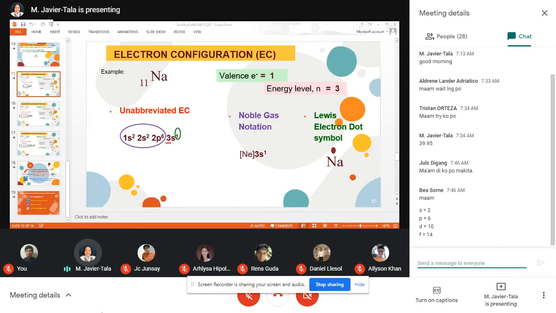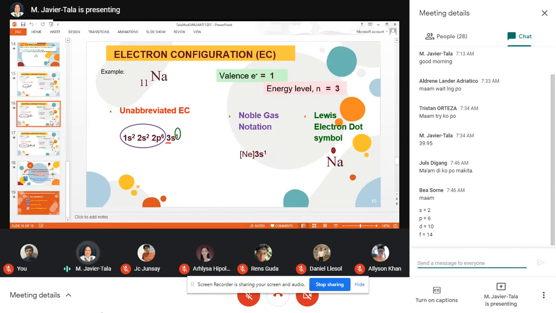Then another property that you can see in your electron configuration is your number of valence electrons, as you can see, and your energy level. So energy level N, you refer to the highest number within your unabbreviated EC. So it will be energy level 3. Okay.